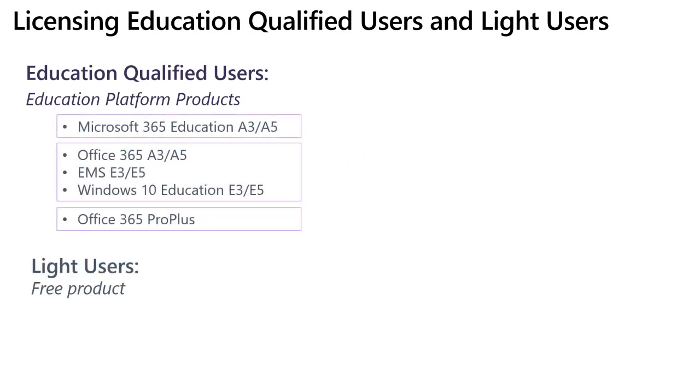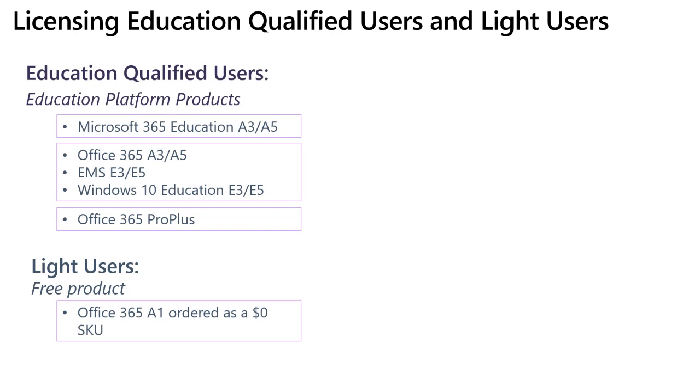So let's now look at what licenses we acquire for those education qualified users and light users. First of all, the EQUs, I'll call them, we know need a license for education platform products. But what are the education platform products? And here they are. You can see that you can choose from one of the new suites that we've been talking about, M365 Education A3 or A5, or one of the components of those suites, or Office 365 Pro Plus. You can choose more than one of the components, and if ordered, they must always be taken organisation-wide.